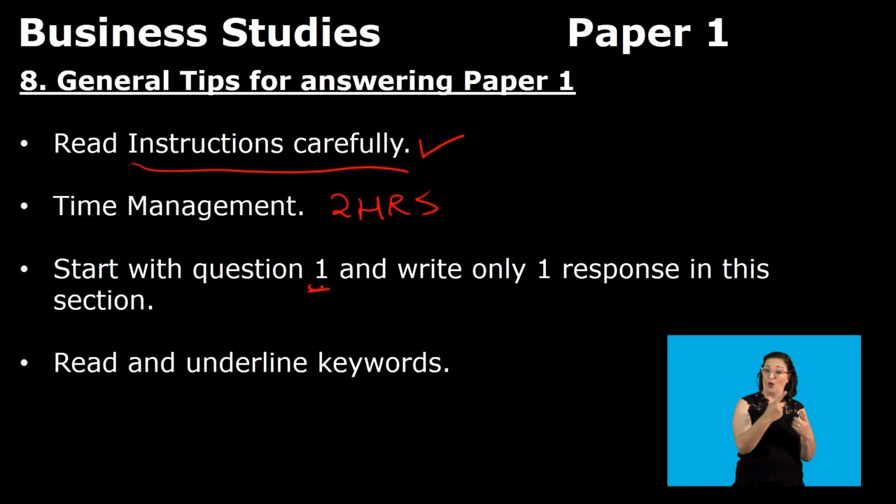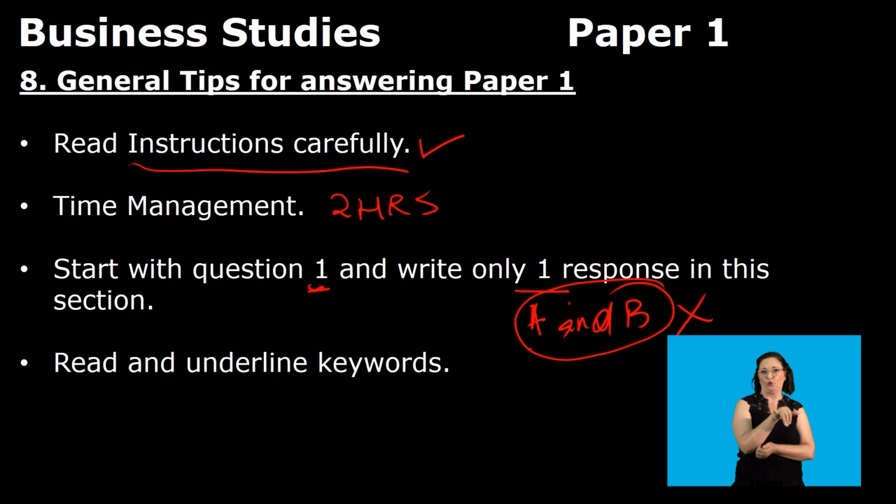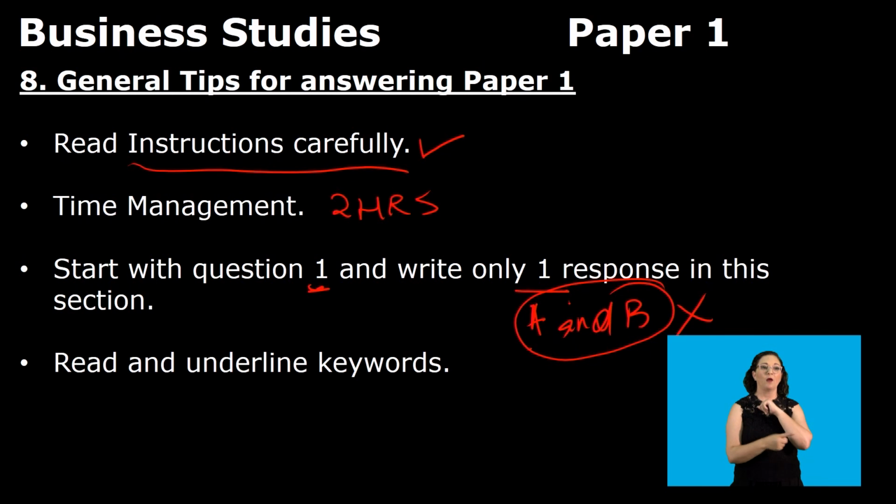Start with question 1 and write only one response in this section. For example, the answer is A. If you're not sure, you cannot say A and B. You find in the memo that the answer is actually A, but everything here will be regarded as incorrect because there's only one answer for Section A. You cannot have 2 answers. Right, lastly, read and underline the keywords. It is very important that you read and underline the keywords. When you're reading, it helps you to understand the questions.